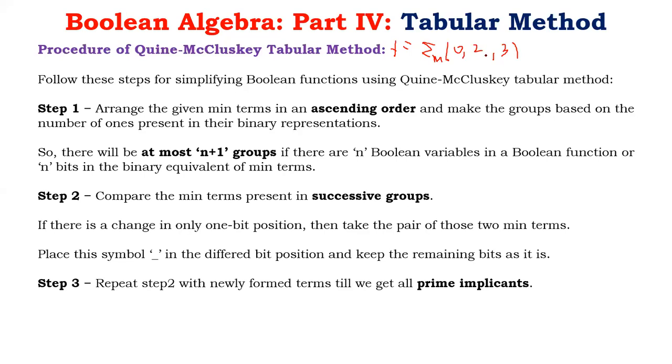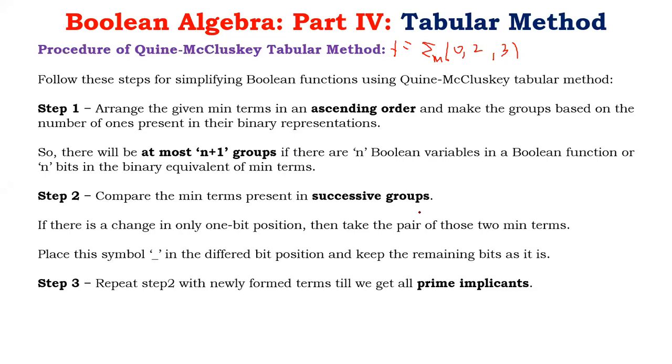So the min terms 0, 2, 3 are in separate groups depending upon the number of ones in the binary form of the min term, and they should be in ascending order. So first 0, then 2, then 3. If there are n min terms, they will be written in ascending order. There will be at most n plus 1 groups if there are n Boolean variables in the Boolean function. Step 2, compare the min terms present in the successive groups.